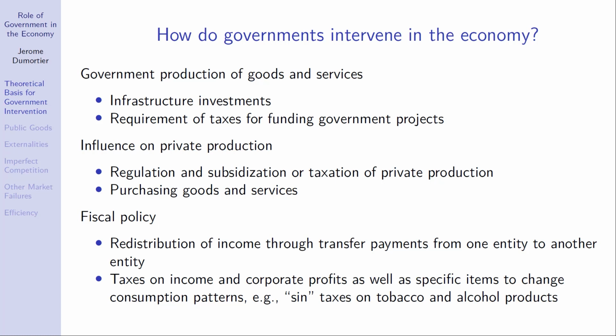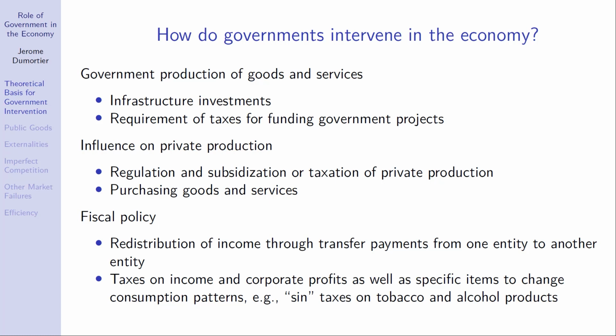There are various ways governments can intervene in the economy, for example, by the production of goods and services. You can think about infrastructure investment, but then you also have to think that the government production of goods and services also requires taxes for those projects or goods and service provision to be funded. Governments can also influence private production, for example, by regulating or subsidizing production.